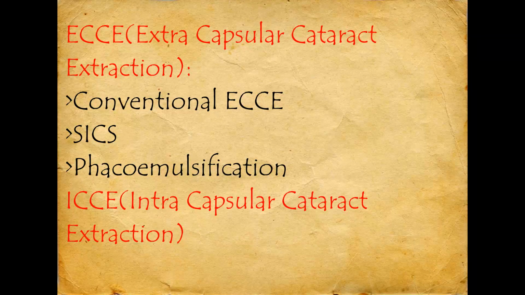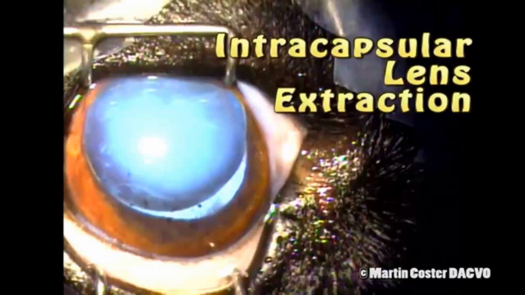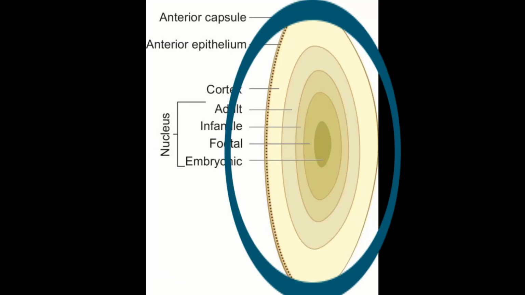Surgical management includes two types of procedures, one ECCE and another ICCE. ICCE, intracapsular cataract extraction. In this, a large incision is made in the cornea and entire lens along with the posterior capsule are removed and glasses are prescribed for the aphakic eye. This method is no longer followed.